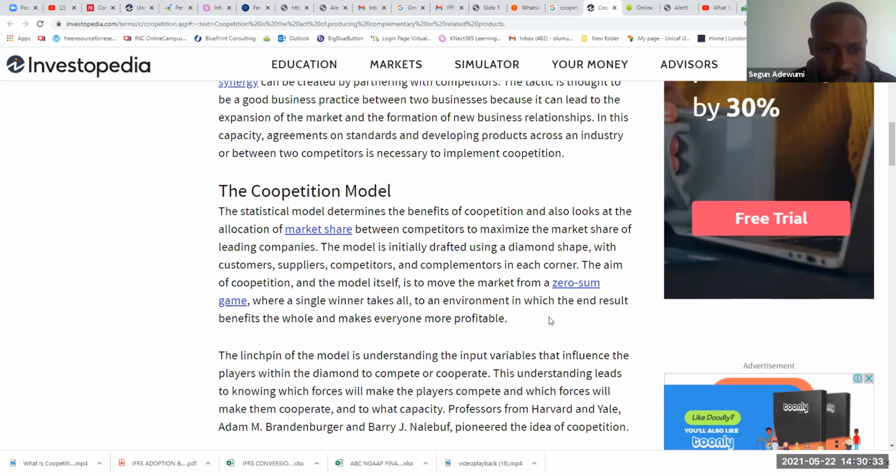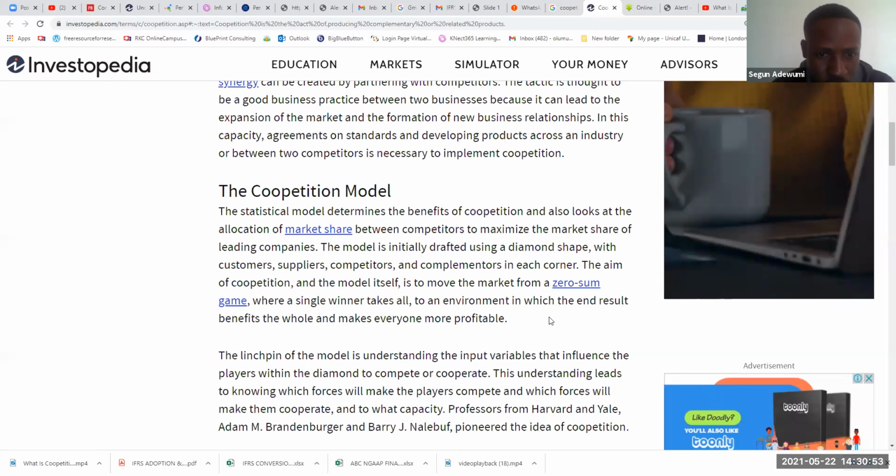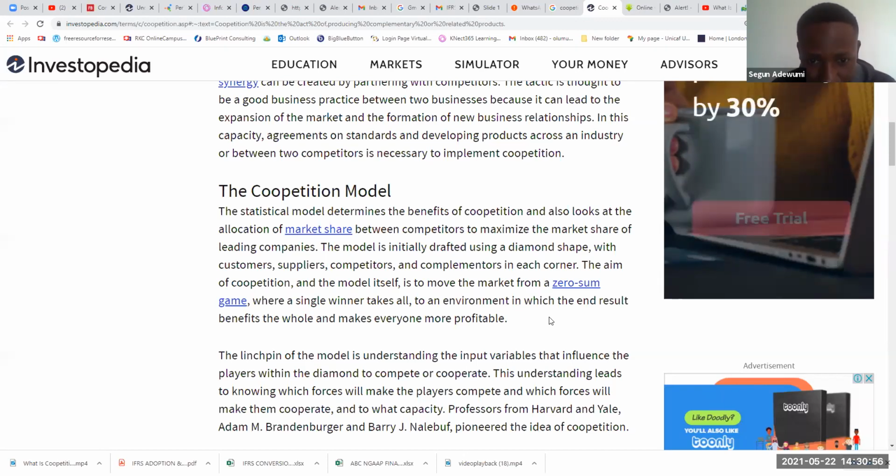The coopetition model. The statistical model determines the benefits of coopetition and also looks at the allocation of market share between competitors to maximize the market share of leading companies. The model is initially drafted using a diamond shape, with customers, suppliers, competitors, and complementors in each corner. The aim of coopetition and the model itself is to move the market from a zero-sum game, where a single winner takes all, to an environment in which the end result benefits the whole and makes everyone more profitable.